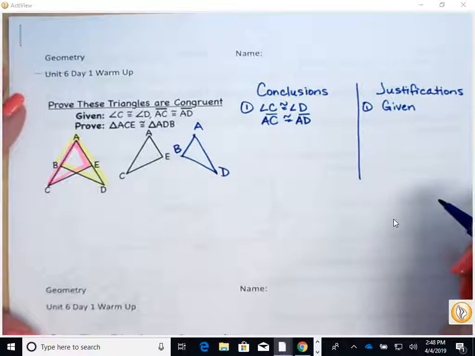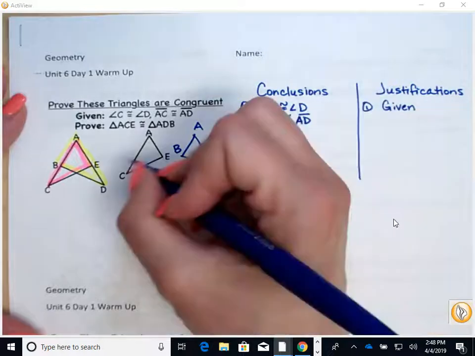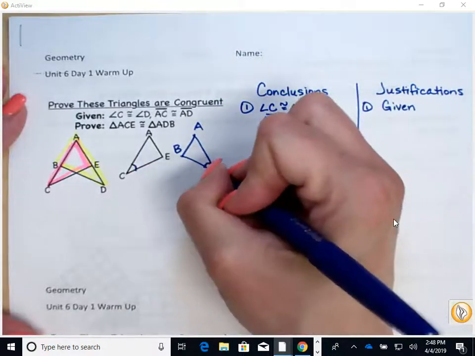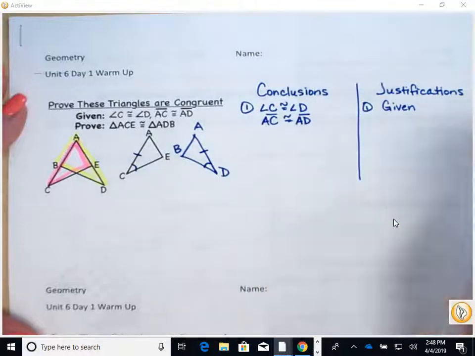Alright, so I've got my two triangles drawn. They're separated. Now I want to label what was on my given information. Angle C congruent to angle D, and side AC congruent to side AD. That's all I can really pull out of my given information. They didn't give me any clues saying anything was perpendicular or a bisector or midpoint or parallel. They've only told me that this is congruent to this and this is congruent to this.